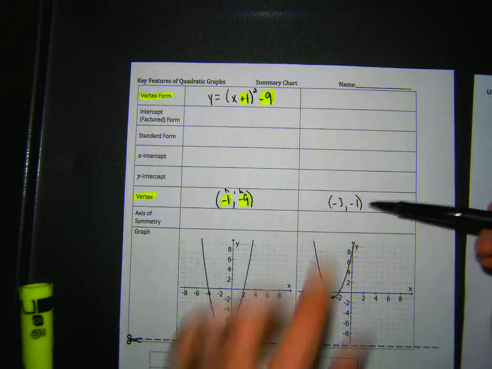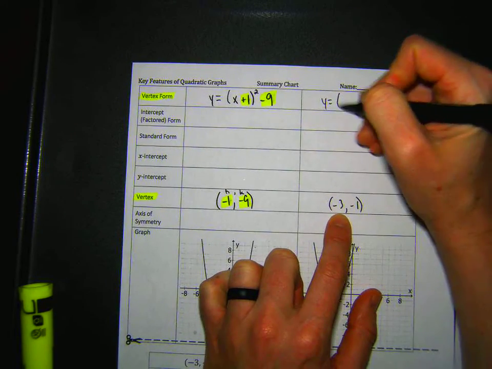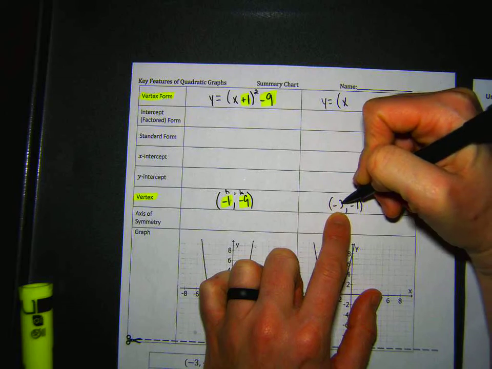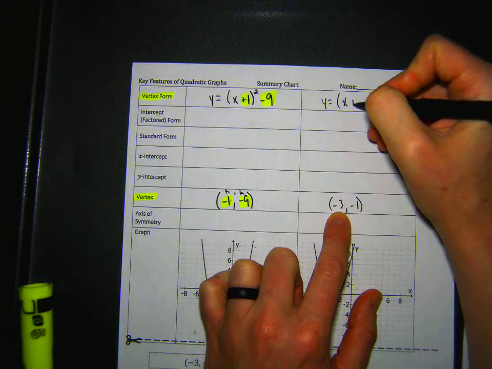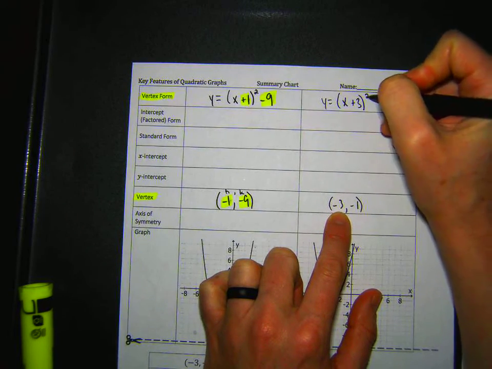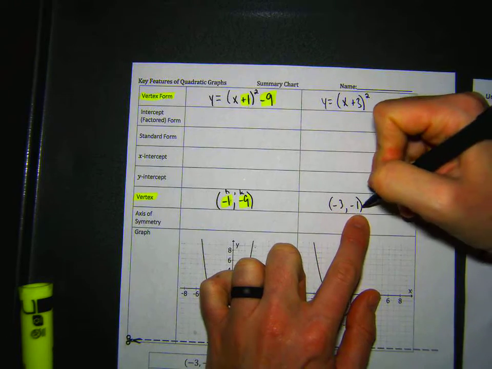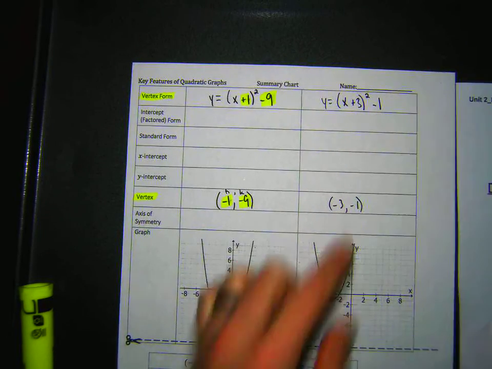So if I wanted to do the same thing when I write vertex form, if the x value is -3, then it's going to be x plus 3 in the parentheses squared, and then the k value is negative, so it's going to be a -1 here.